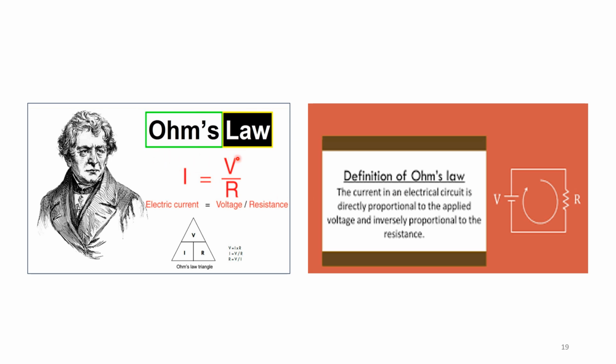You already know Ohm's law: I is equal to V by R. That is, electric current is equal to voltage divided by resistance. This is the triangle of Ohm's law. What is the definition of Ohm's law? The current in an electrical circuit is directly proportional to the applied voltage and inversely proportional to the resistance. That is Ohm's law.